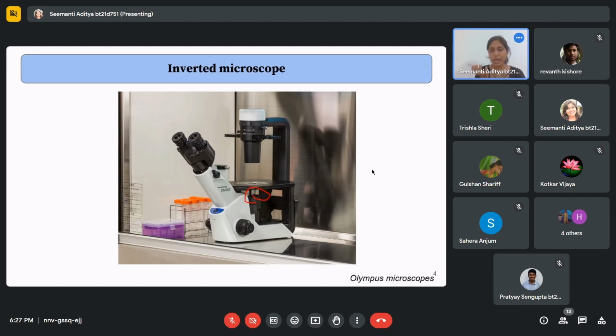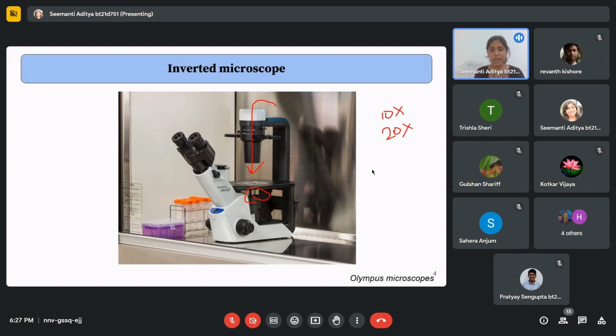and light is also shined from this part only. Light is shined from this part, so light is falling from here, and the objective is here. So here your objectives are placed. We can change the objectives on the basis of whatever magnification we want. We have 10x objective, 20x objective, 40x, whatever. There are different magnifications. Depending upon what we want to observe, we can change our magnification.